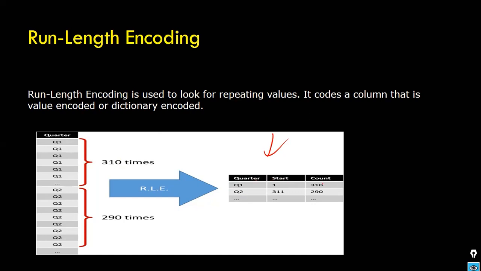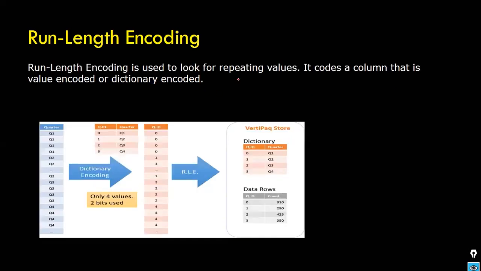The quarter, start, and count. In Q1, the quarter value starts from 1. And how many occurrences of Q1 are there? 310. Similarly, Q2 starts from 311, because Q1 appears 310 times, which means the first value of Q1 is 1, right? And Q2 is 311 and the count is 290 times.